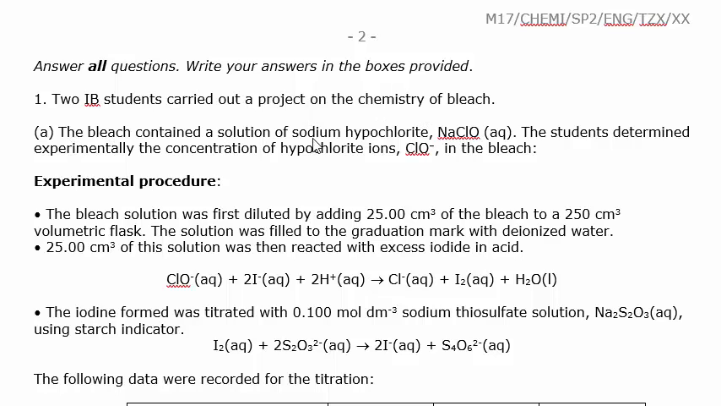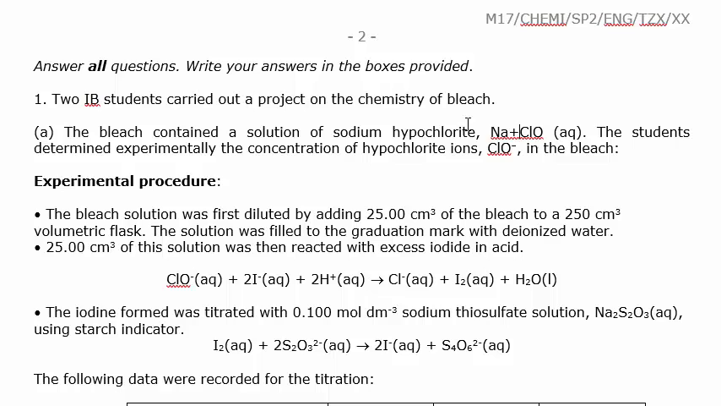The bleach contained a solution of sodium hypochlorite. Now this is an ionic substance because there's some sodium there. So it consists of sodium plus ions and hypochlorite minus ions. And in fact, they were told the students determined experimentally the concentration of hypochlorite ions, ClO-, in the bleach.